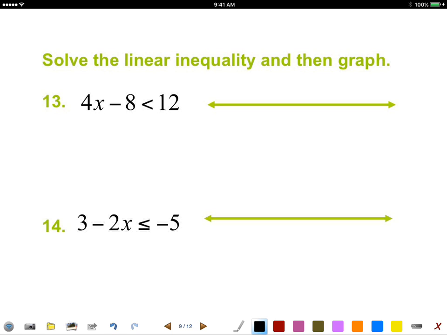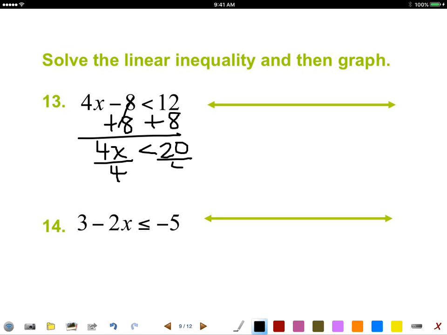4x minus 8 is less than 12. So the first thing we have to do, remember, is get rid of or undo any addition or subtraction. We've got a minus 8, so we're going to undo the subtract 8 by adding 8 to both sides. So we have 4x less than 20. Then we get rid of that 4, that's 4 times x, so we undo it by division. And we get x is less than 5.